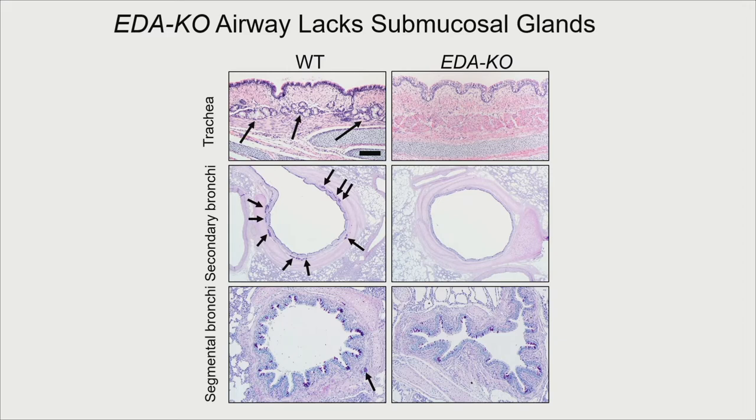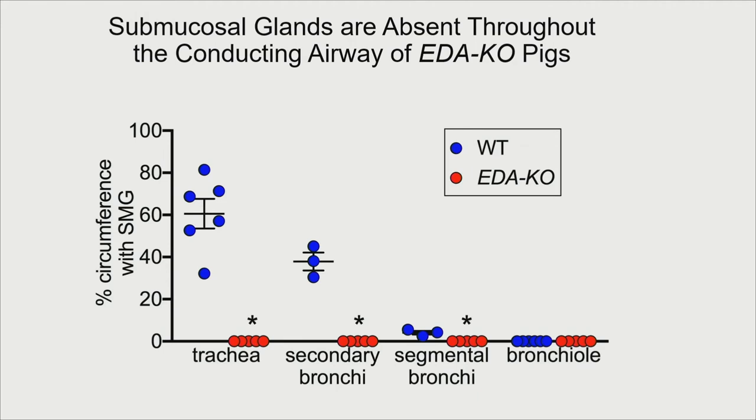And Dave Meyerholtz in our pathology department quantitated this. He counted the percentage of circumference of each part of the conducting airway that had submucosal glands. And in wild-type pigs, shown here in blue, about 60% of the circumference had glands in the trachea, 40% in the secondary bronchus, and the wild-type pigs had about 5 to 10% submucosal glands in the segmental bronchus. In contrast, there were no submucosal glands throughout the conducting airway of the EDA knockout pig.